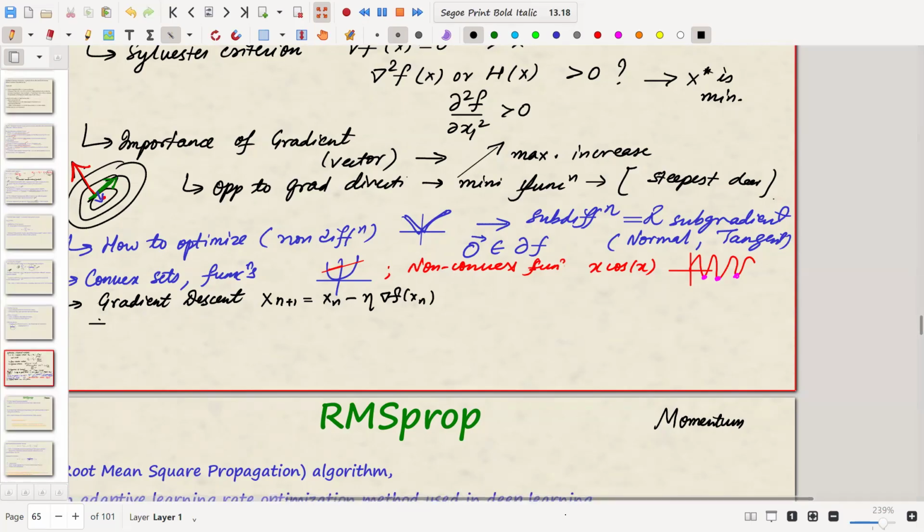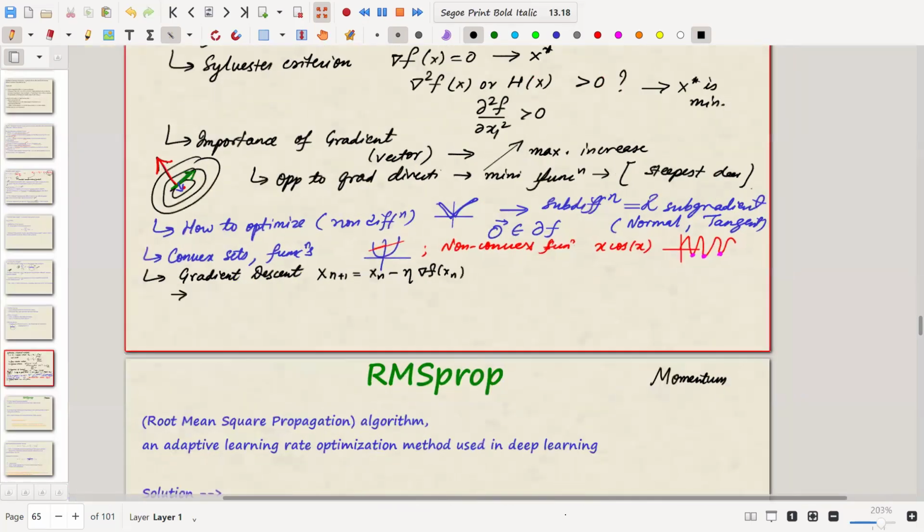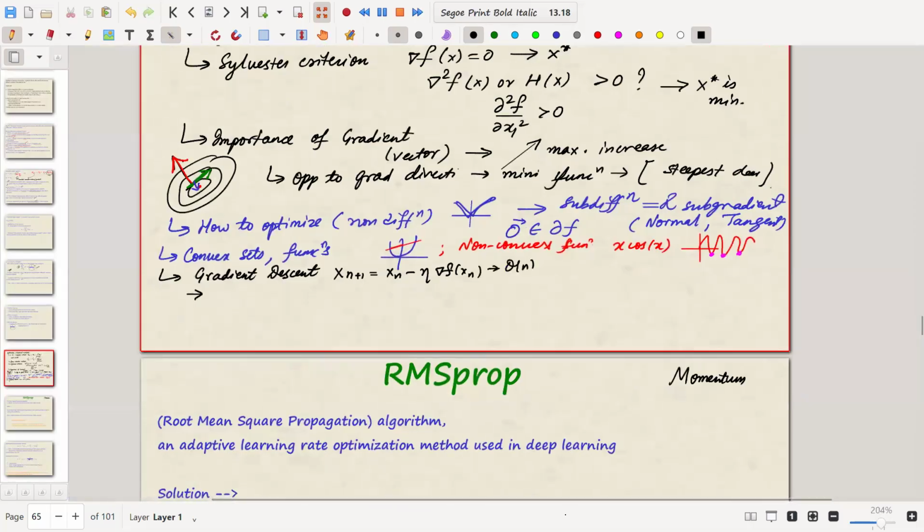Then we saw that gradient descent, because this is an order n operation, can be made faster by using stochastic gradient descent. That is x_{n+1} is equal to x_n minus eta times the gradient of f_i. Okay. f_i, you can see there are n training samples, drawn randomly.